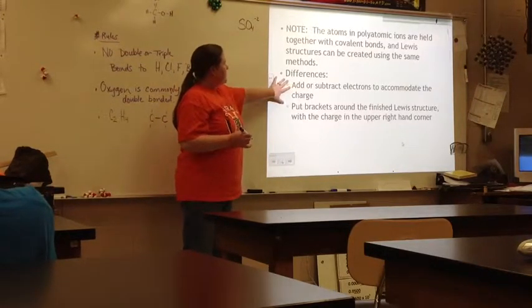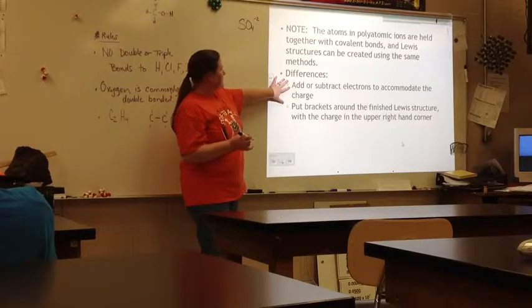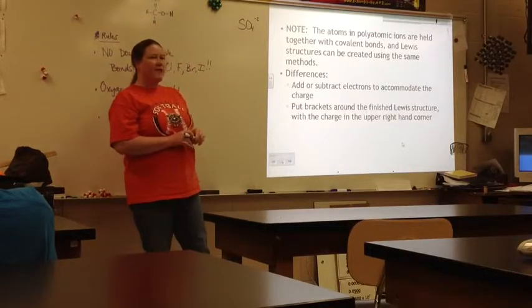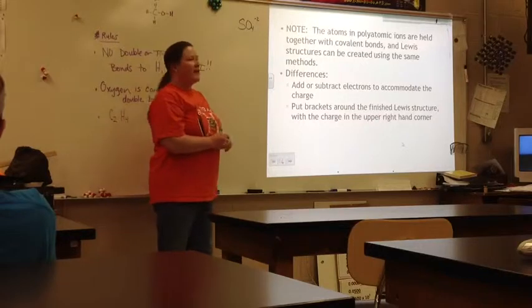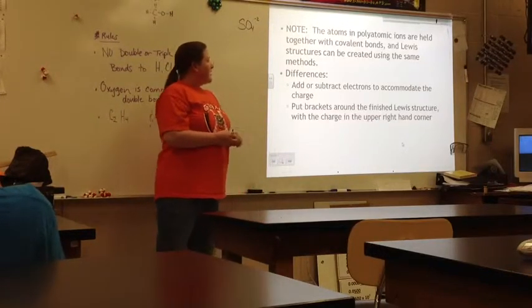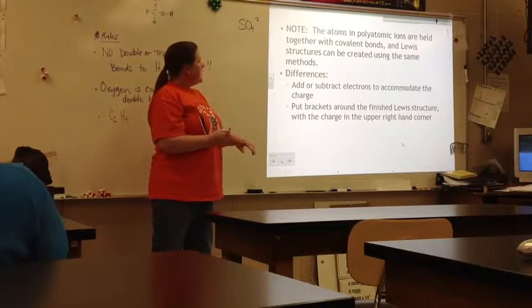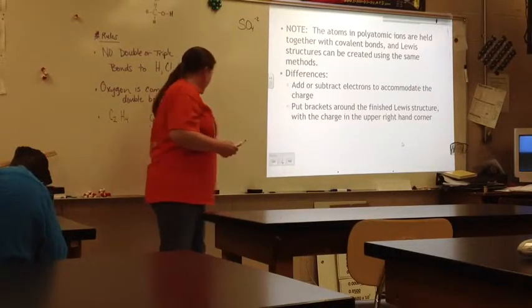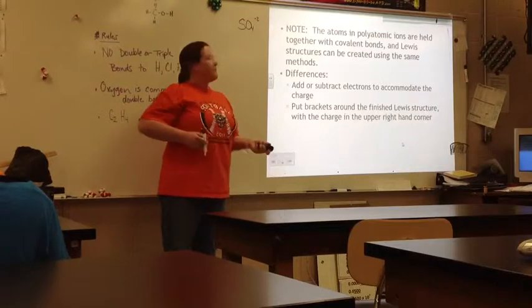The one difference is that you have to add or subtract electrons to accommodate the charge. Remember, ions are either atoms or groups of atoms that have gained or lost electrons. And then the finished structure will have a bracket around it. So I'll go through some examples.